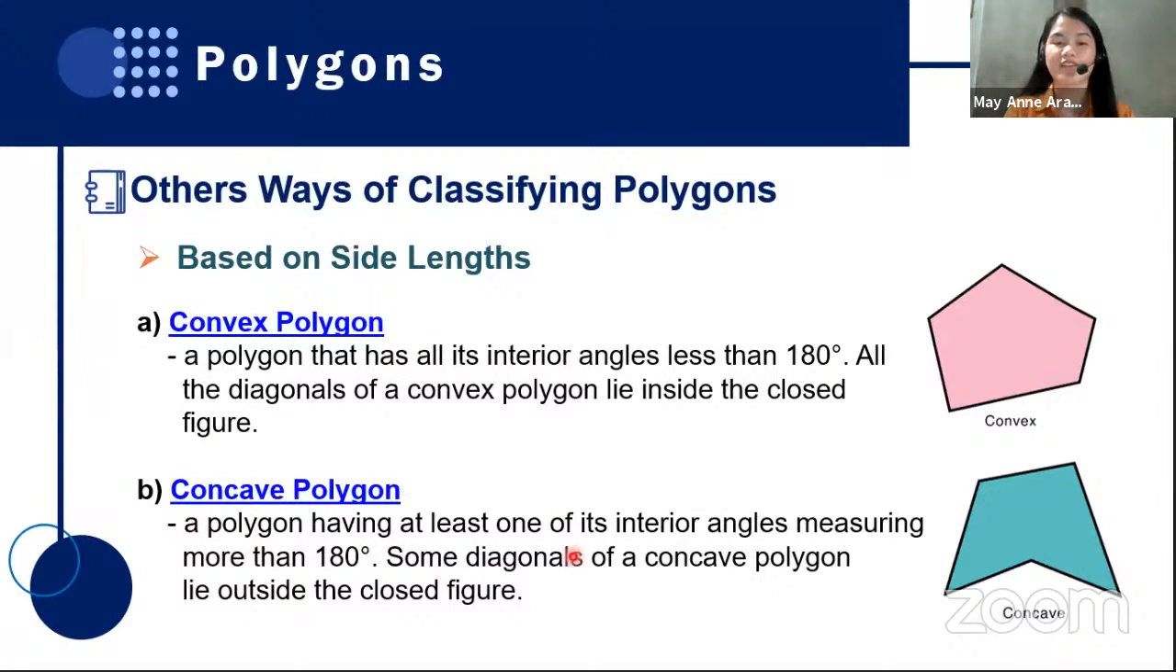And you can easily differentiate that from concave. This is a polygon having at least one of its interior angles measuring more than 180 degrees, and some diagonals of a concave polygon lie outside the closed figure. So this is an example of a concave polygon. Okay, see the difference between them. Convex, concave.